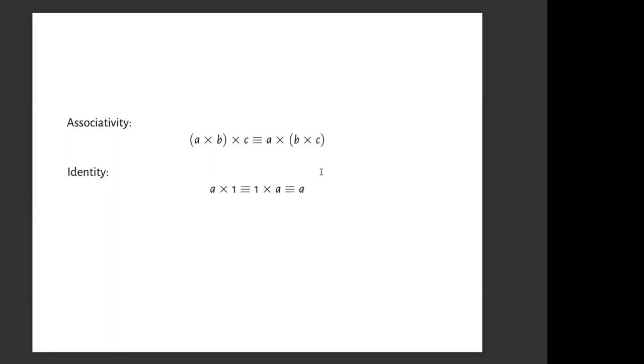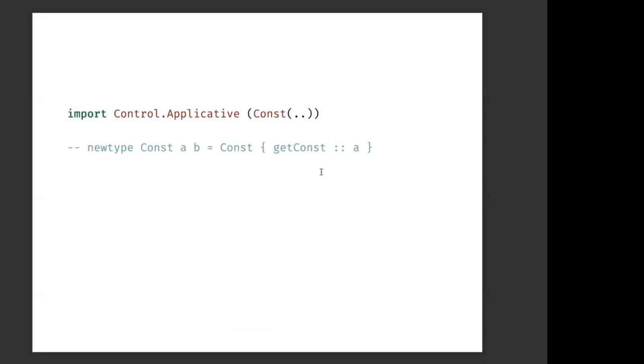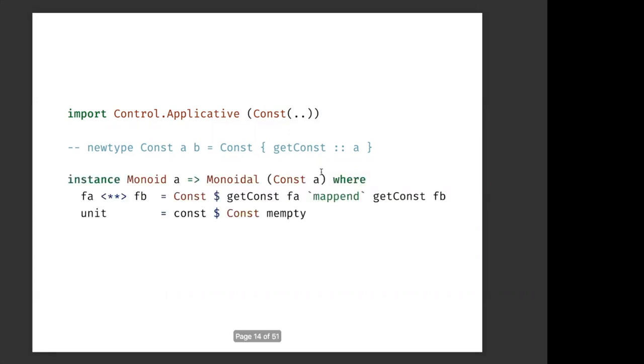And so we can realize that in a data type called Const. Const is a relatively simple definition. It has two type parameters, A and B, but it only ever carries a value of the type in the first parameter. So the second type parameter just floats around. It's called phantom. It just appears at the type level, but not at the term level. And we can define a monoidal instance for Const, given that we have a monoid instance for the first type parameter.